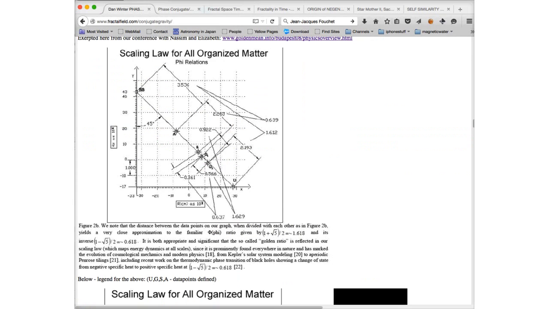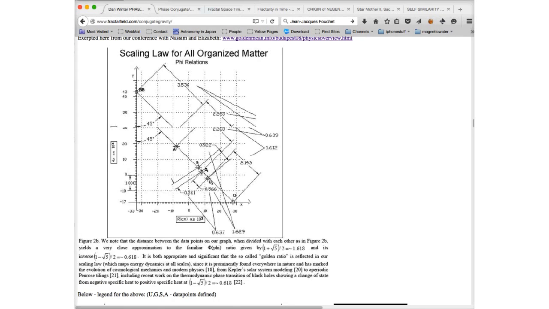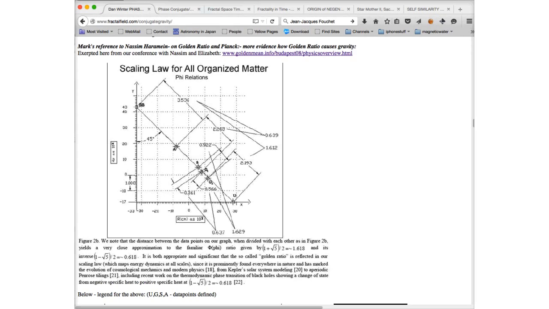Nassim had written a new equation for the radii of the nucleus of the proton, called the Schwarzschild proton, in which he said that then fit in a cascade here in what he called the scaling law for all organized matter. And Elizabeth Rauscher claims that she helped greatly with this mathematics at that time, and we'd like to credit both Nassim and Elizabeth Rauscher here.